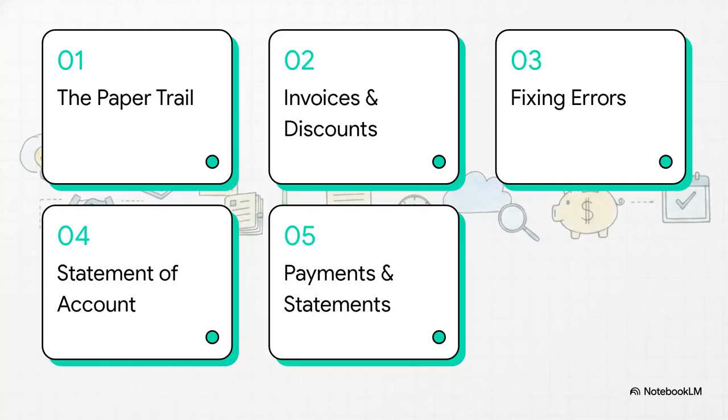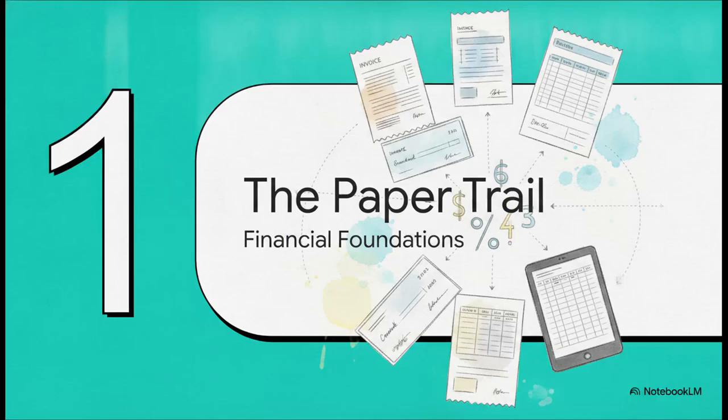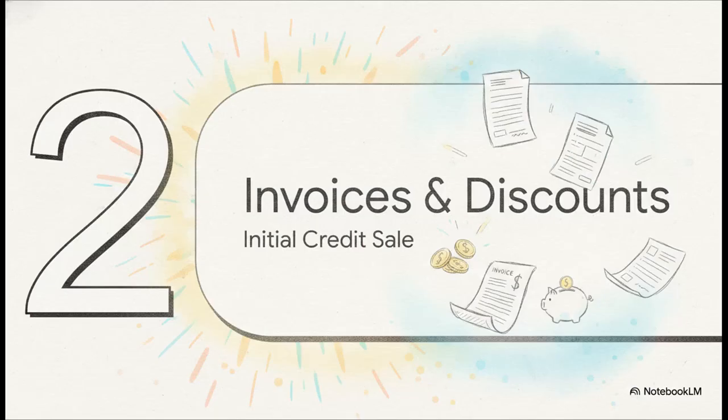So here's our map for the paper trail today. We're going to cover the business paper trail, invoices and discounts, how to fix errors with notes, the statement of account, and finally, payments and bank statements. Let's kick things off with part one, the business paper trail. Moving right along to part two, invoices and discounts.